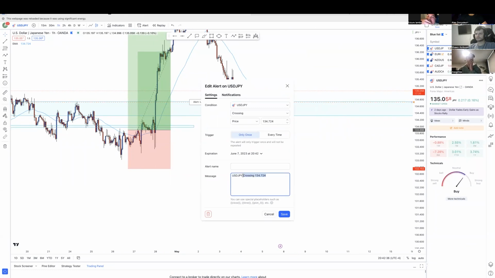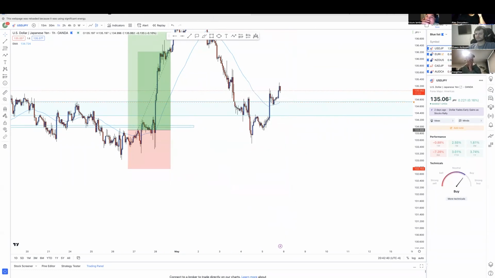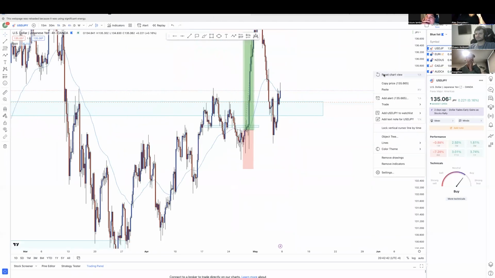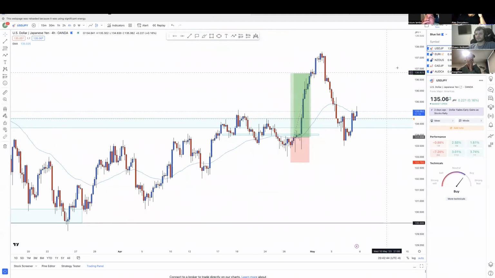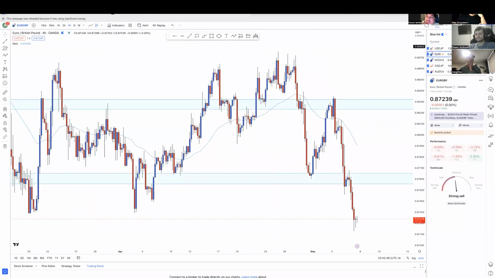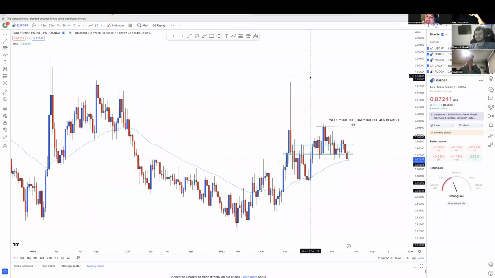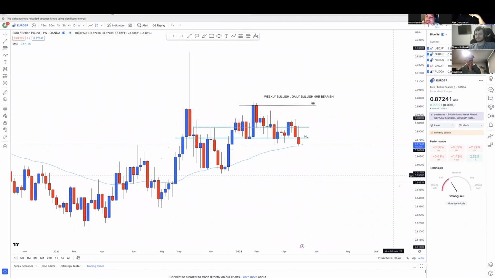So at area of interest, we're going to wait for that there. And then that is USD JPY, right? Then we have Euro GBP. So Euro GBP weekly time frame, we are officially bearish.